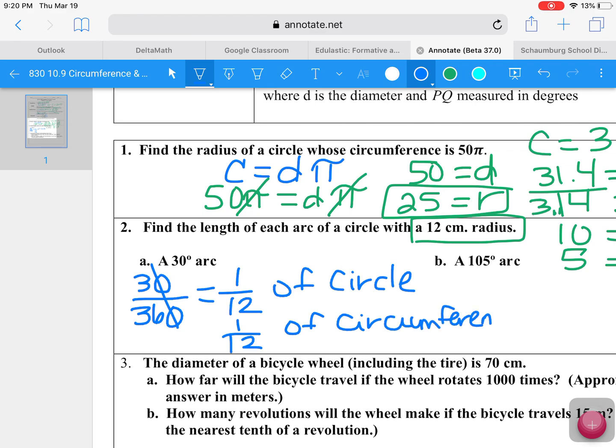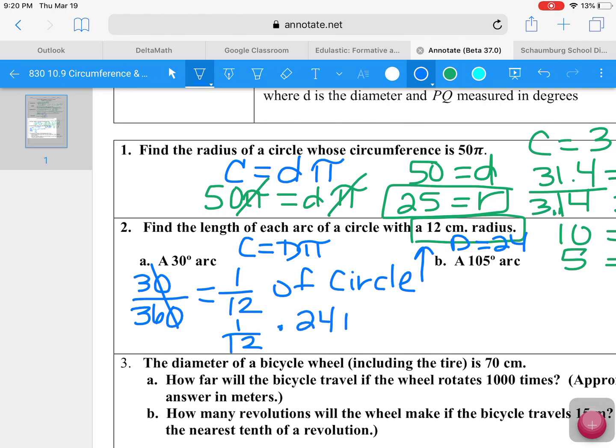Okay, so I need to find the circumference. Well, since I know the radius is 12, and I know circumference is diameter times pi, if the radius is 12, the diameter is 24. So the circumference here, I'm going to erase this where it says of circumference because we're going to figure out the circumference. The circumference is going to be 24 pi.